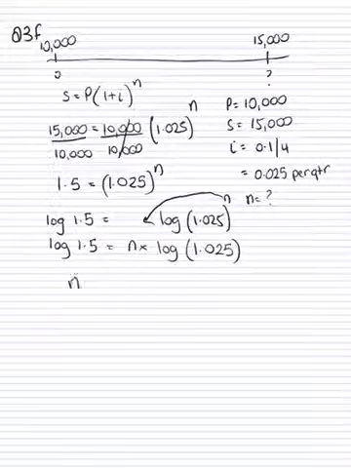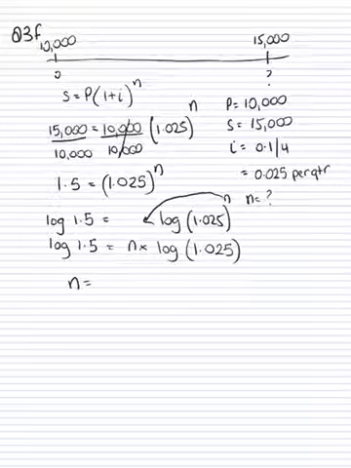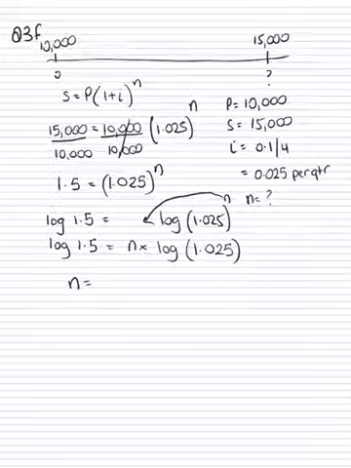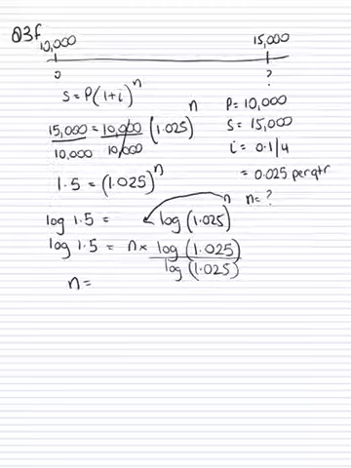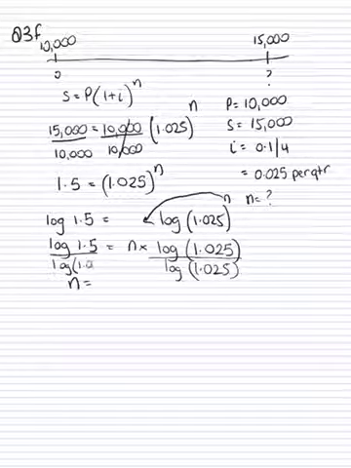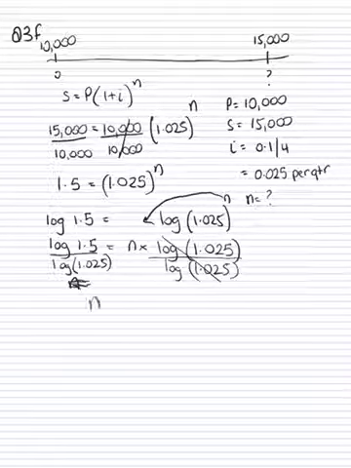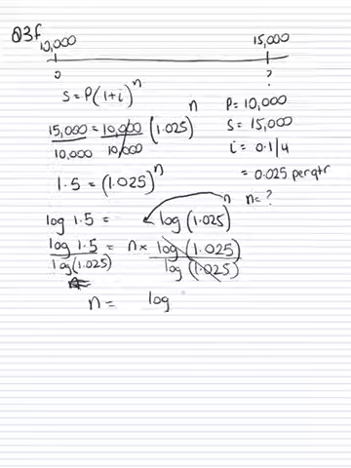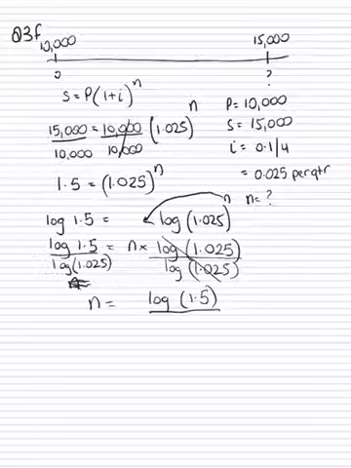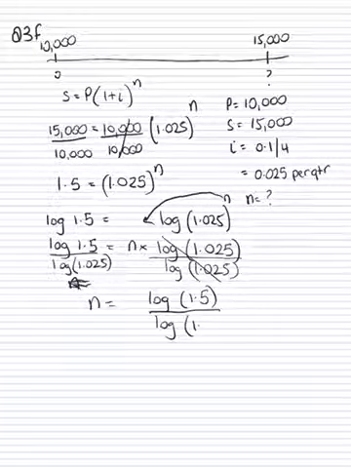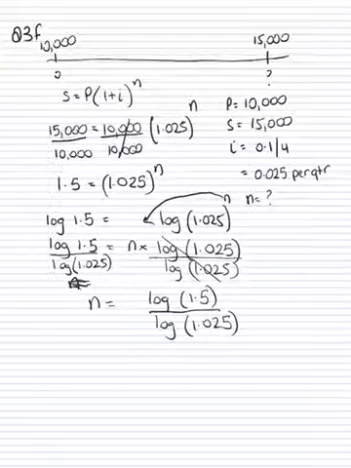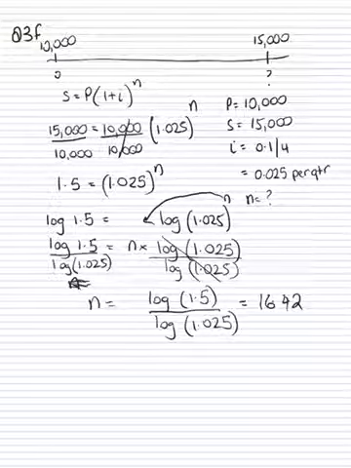And now it makes it easier to solve for n, because what I can do is divide this by log 1.025 and this by log 1.025. That cancels, and we have n is log 1.5 over log 1.025. If I put that into my calculator, I get 16.42.